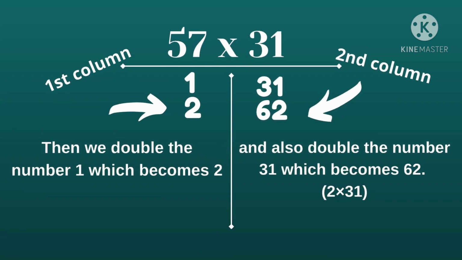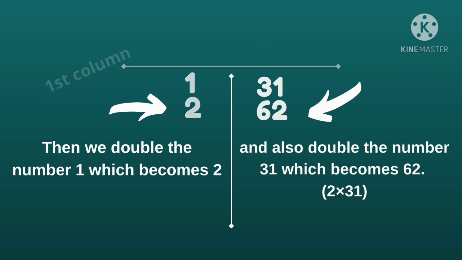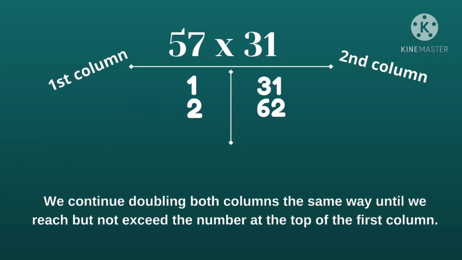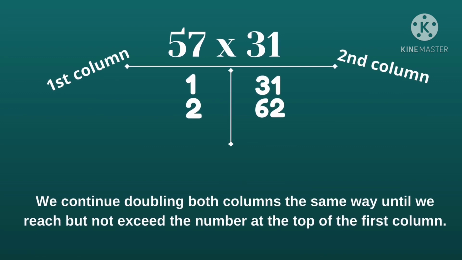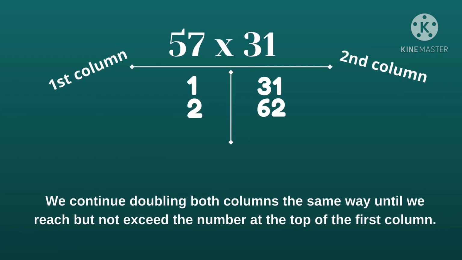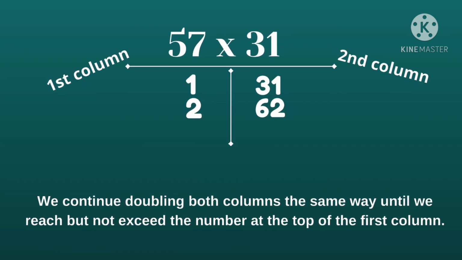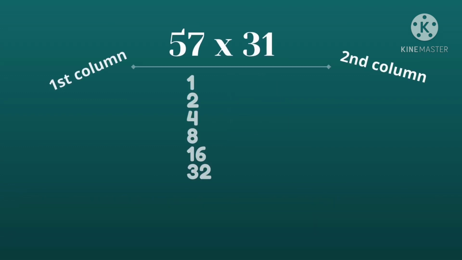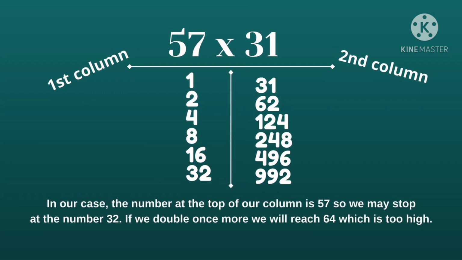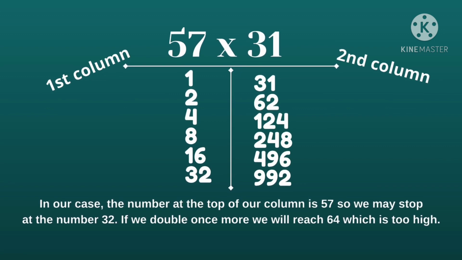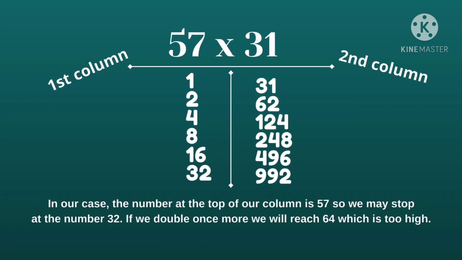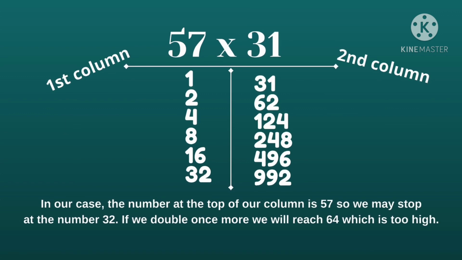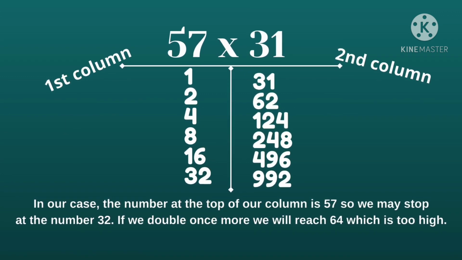Then we double the number 1, which becomes 2. And also double the number 31, which becomes 62 or 2 times 31. We continue doubling both columns the same way until we reach but not exceed the number at the top of the first column. In our case, the number at the top of our column is 57, so we may stop at the number 32. If we double once more, we will reach 64, which is too high.